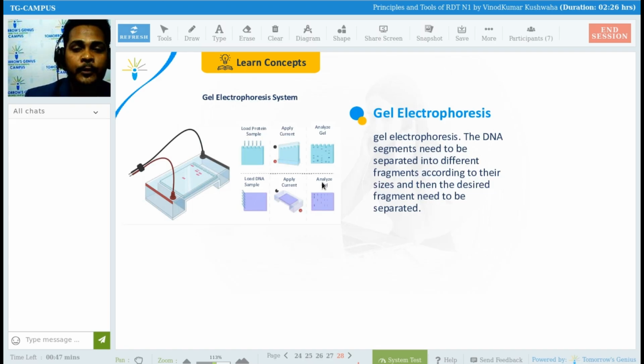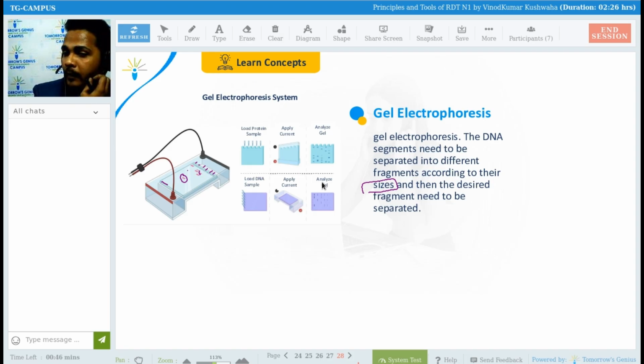So let's learn more about it. In gel electrophoresis, the DNA segment needs to be separated into different fragments according to their size. This is very important, and then the desired fragment needs to be separated. Here you can see this is the gel and this is the loading well where you load the DNA sample. When you start the electric current, it runs according to size on the gel. Those with low molecular weight run faster, and those with high molecular weight run a little slower. So this is how you can separate fragments according to their size.